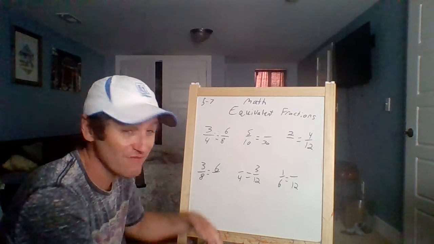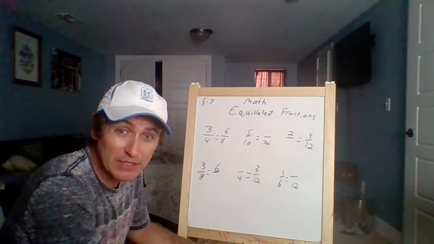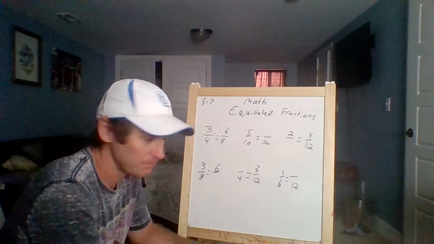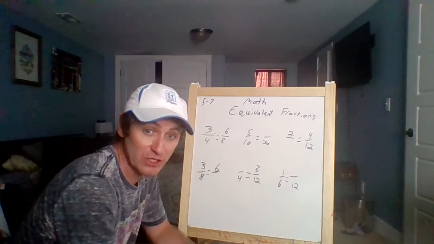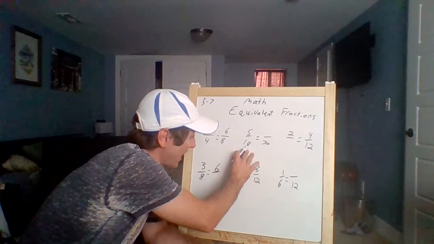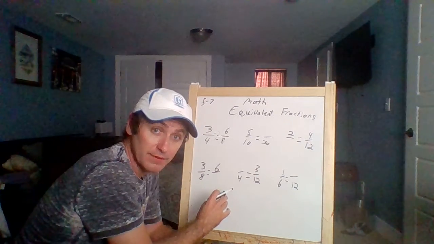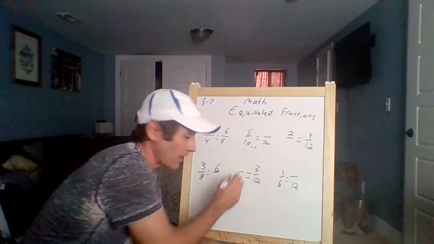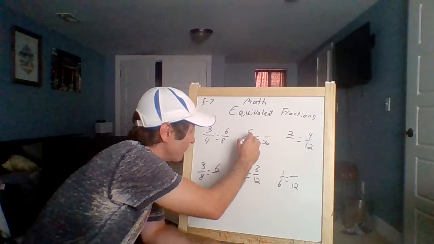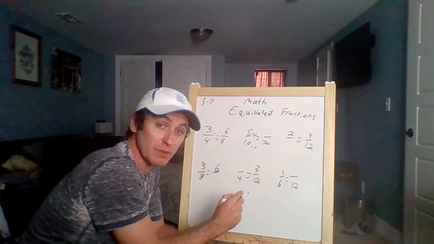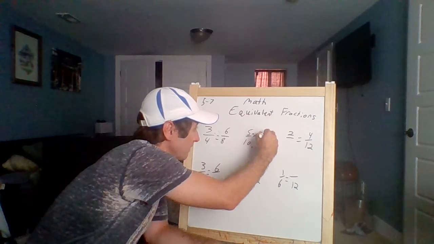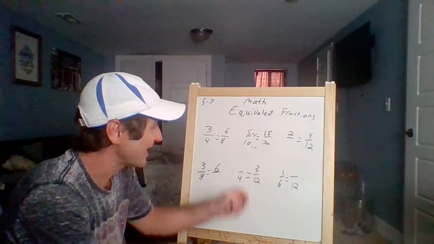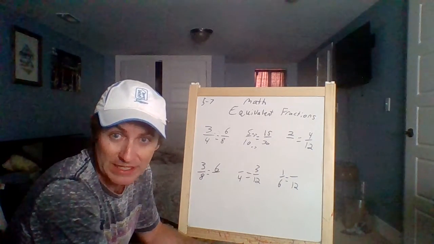Okay? 5/10. Well, we should be thinking just off the bat, it's 1/2 of 10. Sure. But we're missing our second numerator. 10 times what equals 30? Times 3. 5 times 3 equals 15. 5/10 is the same as 15/30.